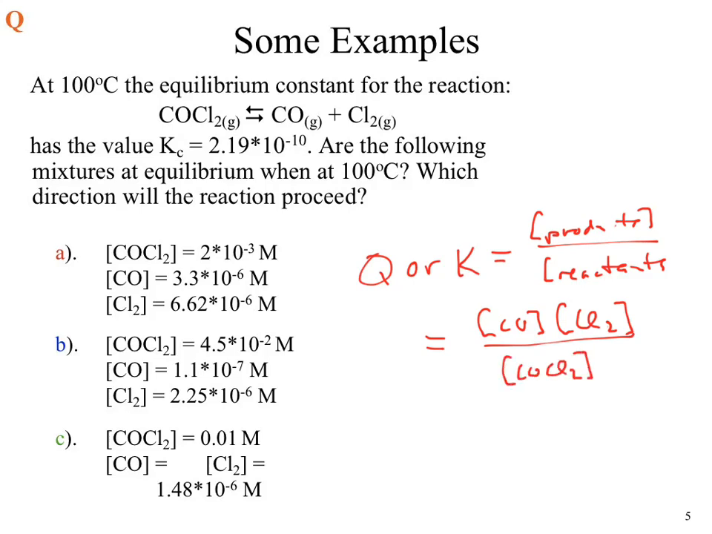COCl2. What's the exponent on that one? Also 1, because of the coefficient again. We now have an expression. When we plug our numbers in, we can punch them into the calculator and get a magic number out of this and decide what it is. Okay? I'm going to guess you can do that.